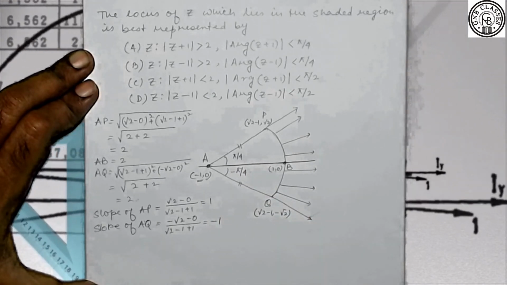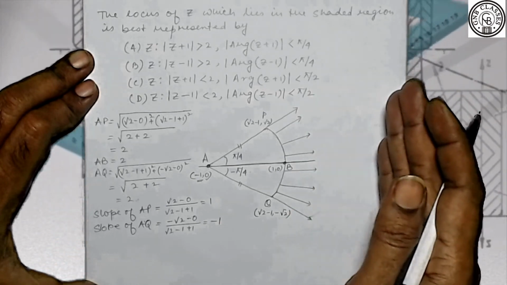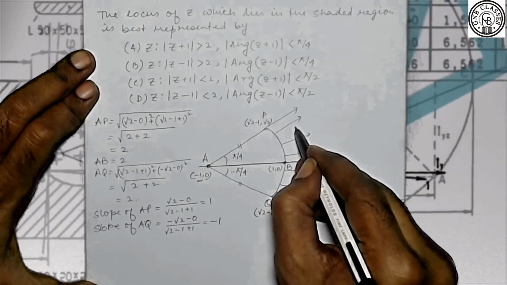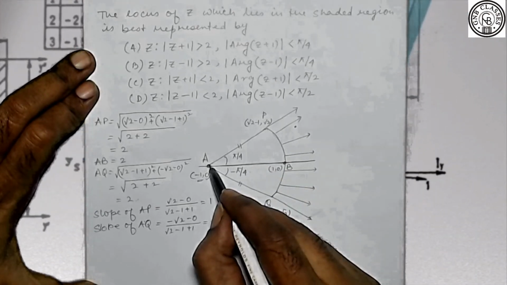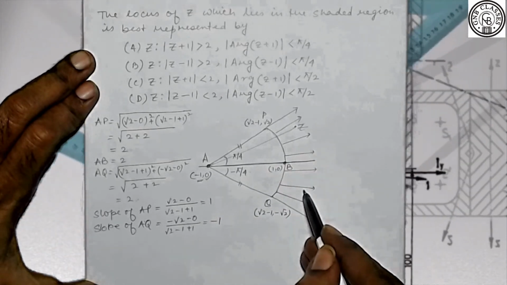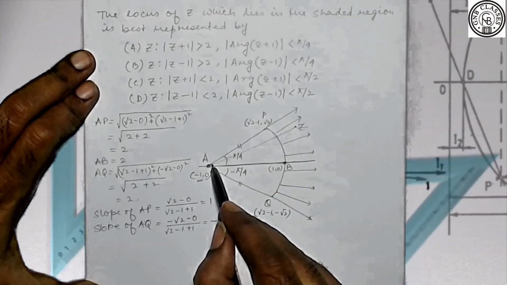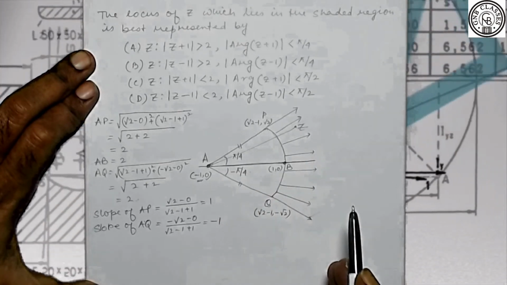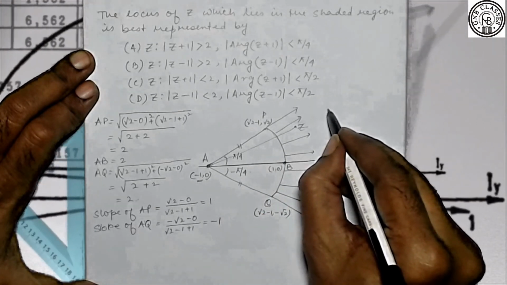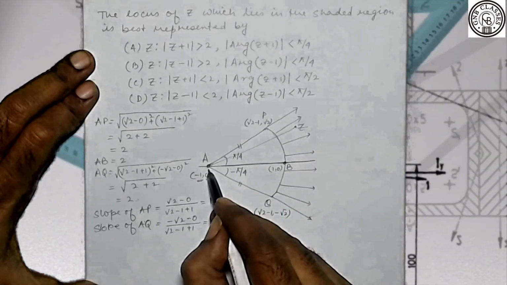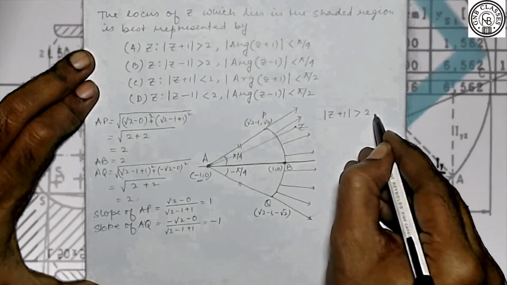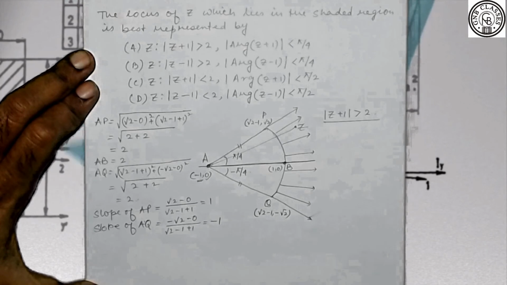Is it clear? Now, Z is anywhere in this shaded region. Look carefully: anywhere Z lies in the shaded region, the distance between Z and A will be more than the radius of this circle. That is, it will be more than 2. So the first condition that we are getting is that the distance between Z and -1, 0, which is represented by mod of Z plus 1, is greater than 2. Is it clear? This is the first condition that we got.